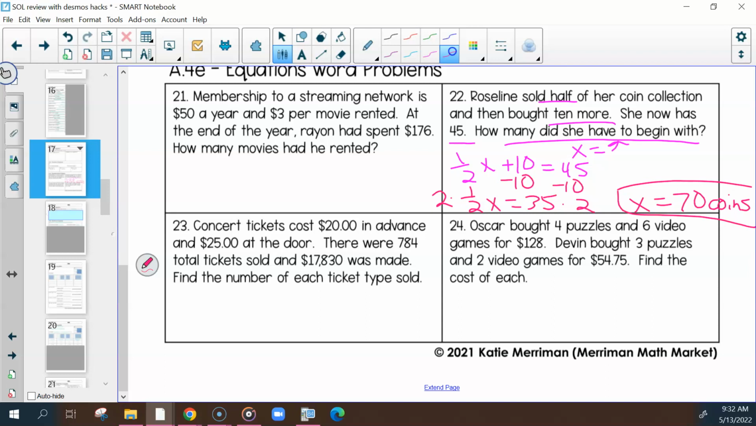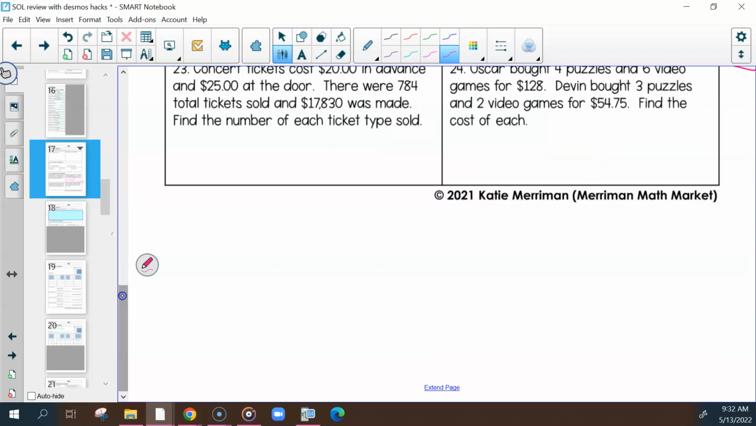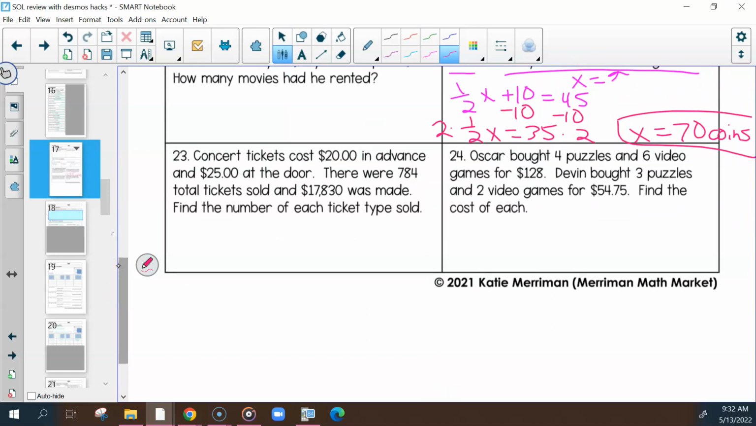Any others? 21, 23, or 24? Systems. Yeah, 23 or 24. So for 24, Oscar bought 4 puzzles and 6 video games for $128. This should tell you that this is probably going to be a system because it has a bunch of numbers. Devin bought 3 puzzles and 2 video games for $54.75. Find the cost of each.